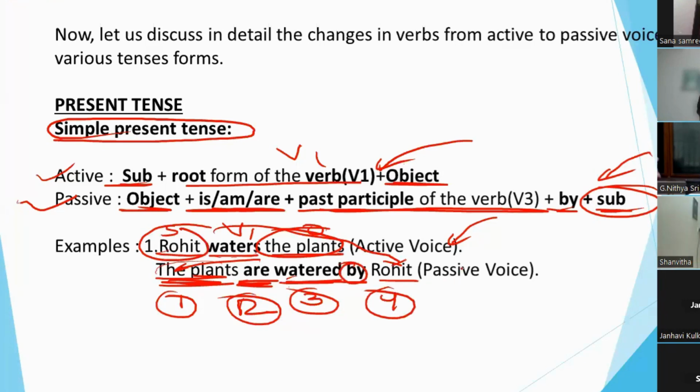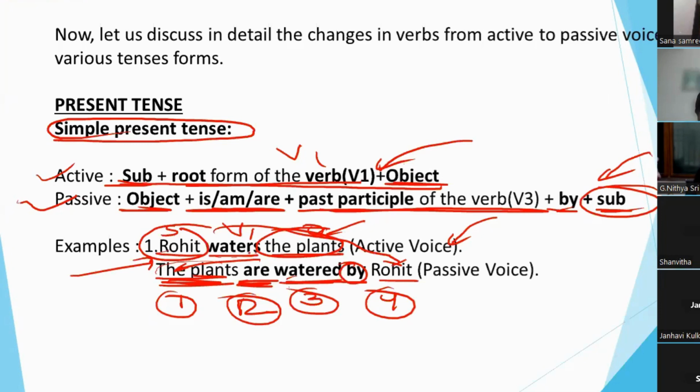Clear, everybody? Yes, ma'am. I did not understand the active voice one, ma'am. Active voice. See, in active voice, if your active voice is in the simple present tense, like Sita eats an apple, or Rohit waters the plant. From this, can you understand the tense of the active voice? Rohit waters the plants. What is the tense of this sentence? Tell me whether it is in the simple present tense or past tense or future tense. Simple present tense.